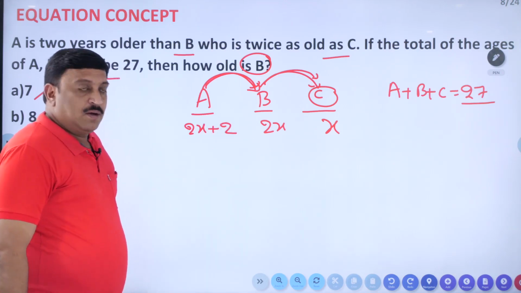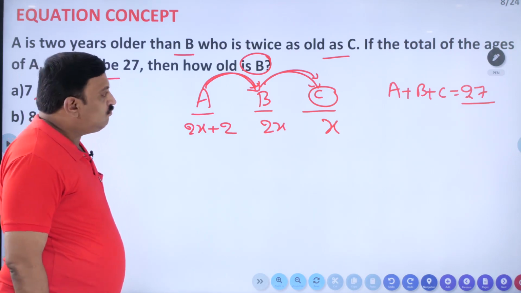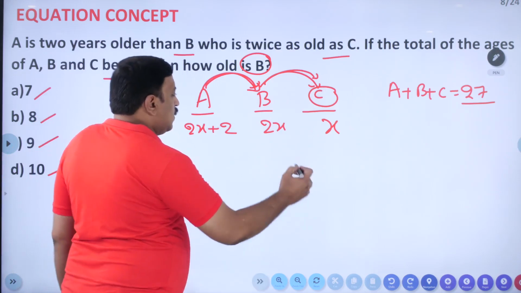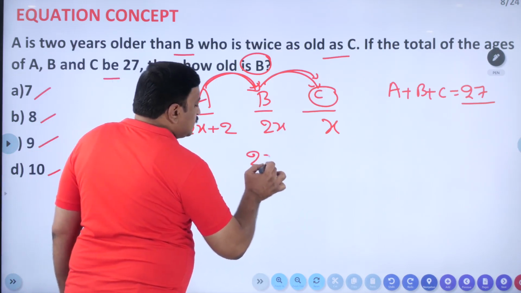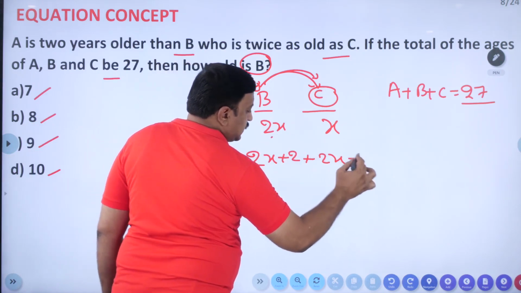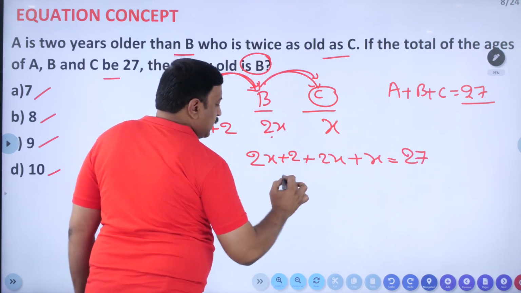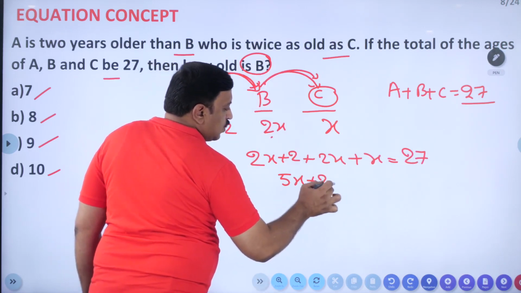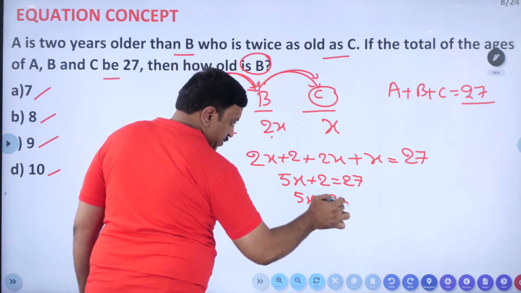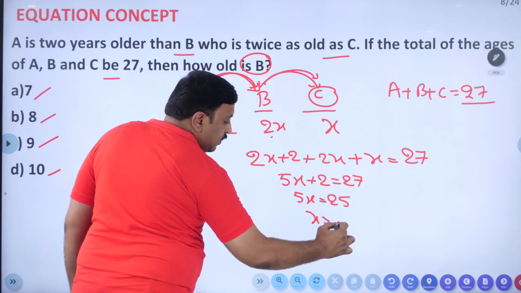Now the case is 2x plus 2, 2x and x. If you add all of them, you should get 27. So let us make this: 2x plus 2 plus 2x plus x is equal to how much? 27. So here it is 5x plus 2 is equal to 27. So 5x is how much? It is 25, 27 minus 2. So x is equal to 25 by 5, that is 5.